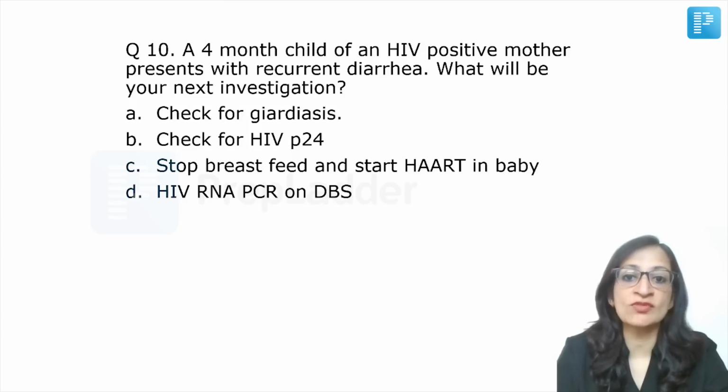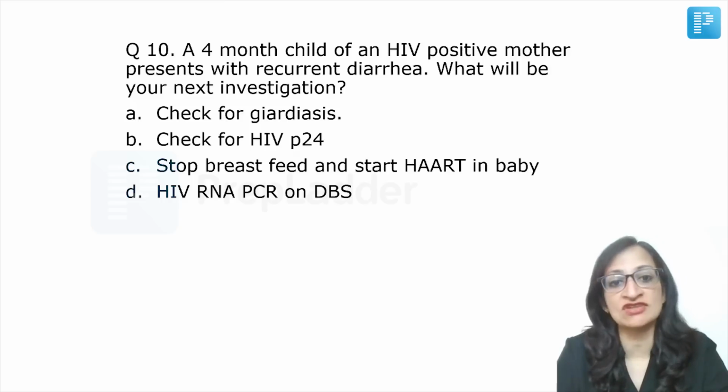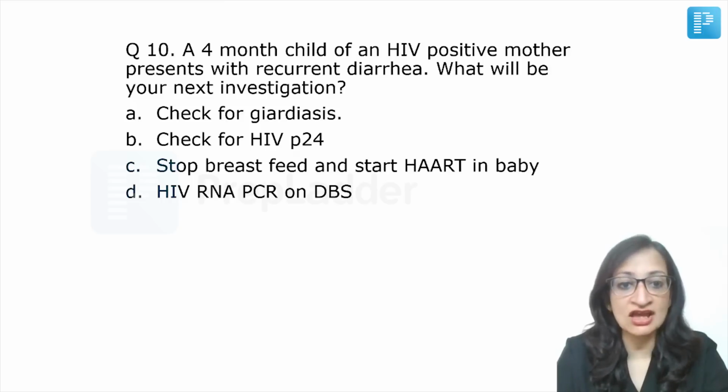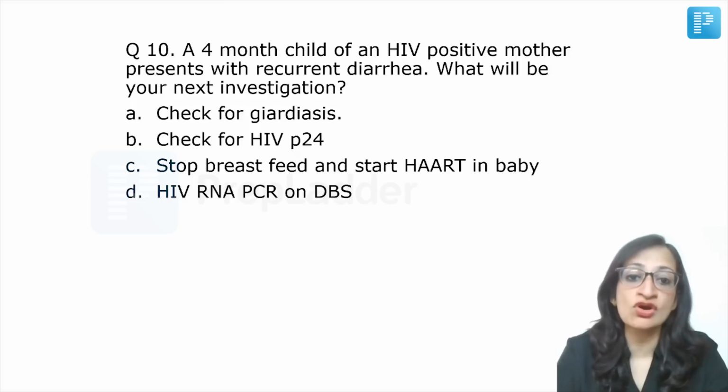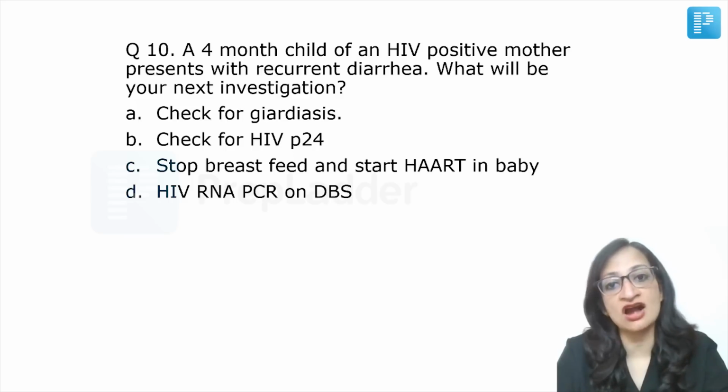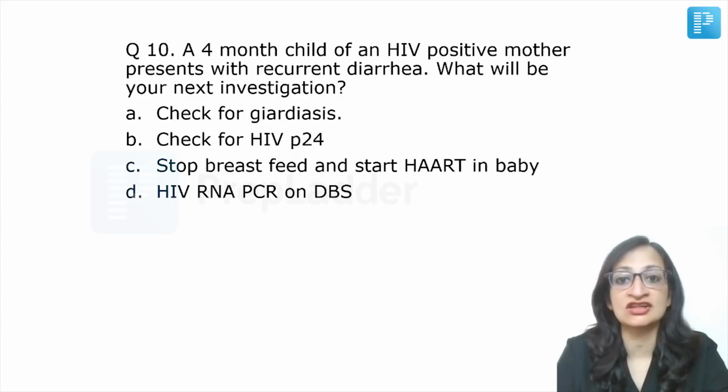What you have here is a 4-month-old child of an HIV positive mother who presents with recurrent diarrhea. What will be your next investigation? Whether you'll check for giardiasis or check for HIV P24, or you will stop breastfeeding and start HAART, that is highly active antiretroviral therapy in the baby, or HIV RNA PCR on dried blood spot.